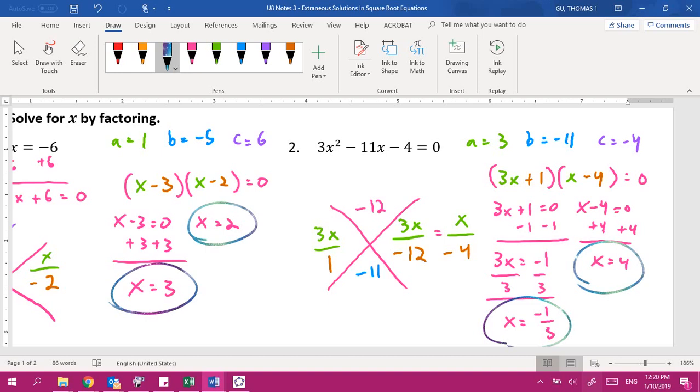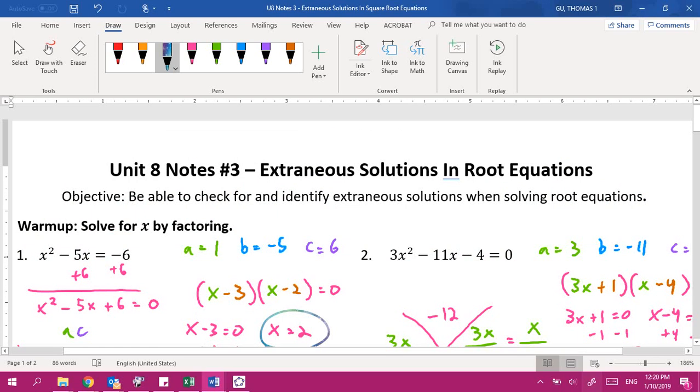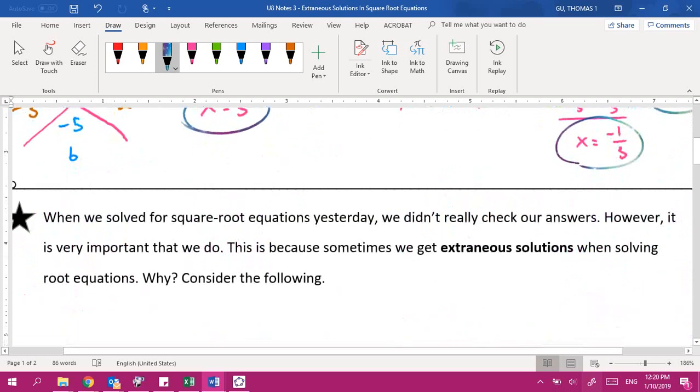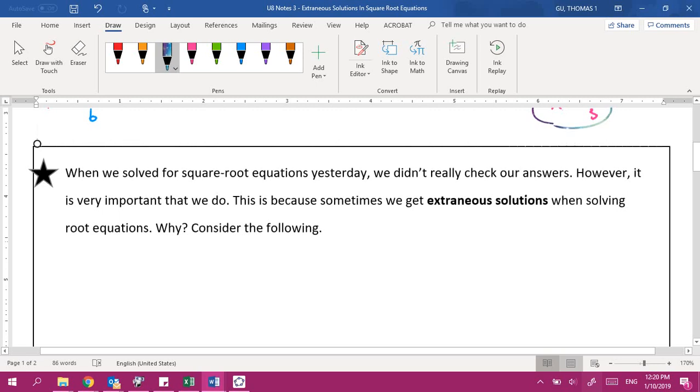All right, so what are we doing today anyways? It's going to be about extraneous solutions in root equations. If you look at this box right here, pretty much this explains it. But yesterday when we were solving square root equations, I highly doubt somebody checked all their answers by plugging numbers back in. But it really didn't matter yesterday because everything worked out just fine. However, from today forward, you're going to have to check your answers, because sometimes you're going to get extraneous solutions.